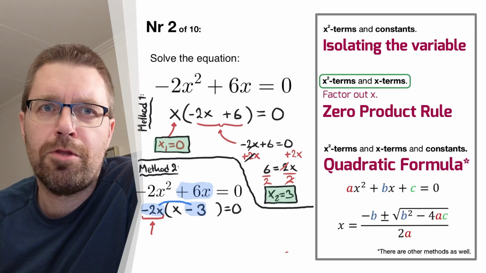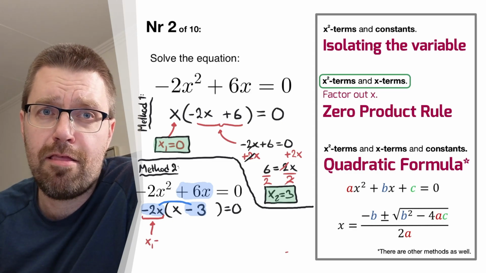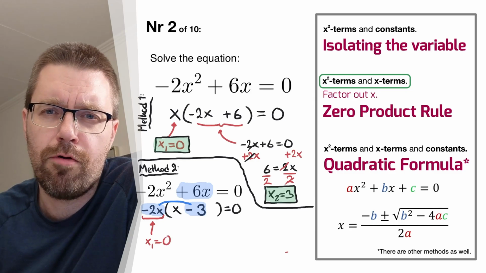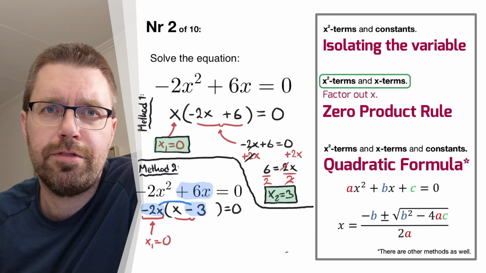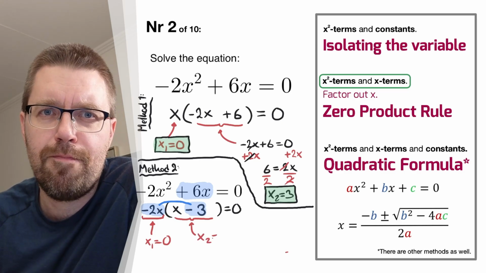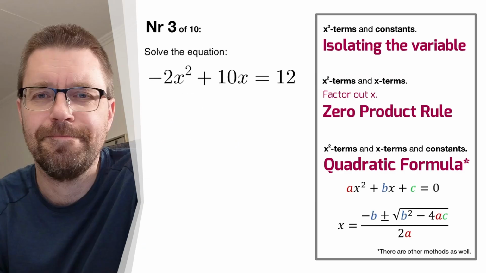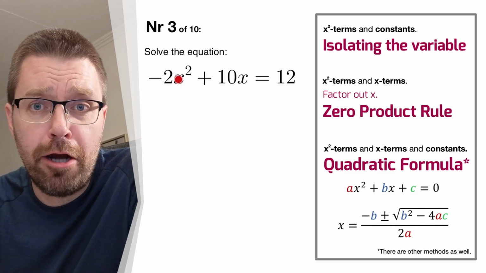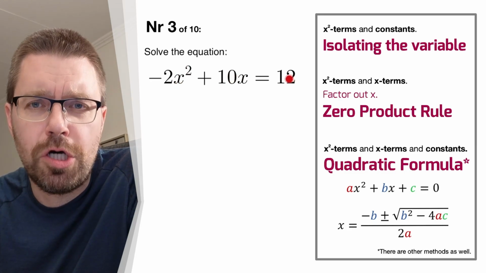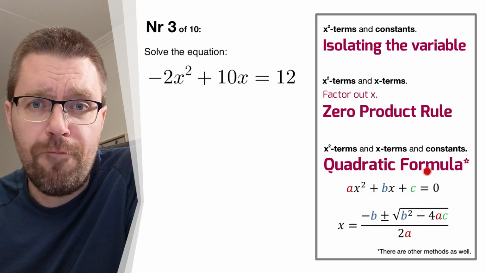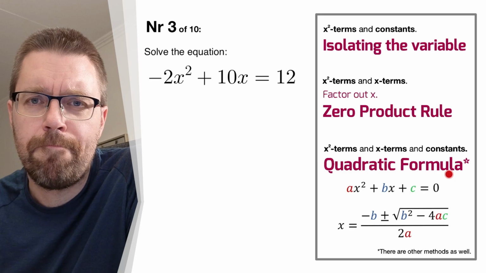And then the zero product rule tells me that either minus 2x must be equal to 0 and then x must be 0, or the parenthesis must be equal to 0 and then x must be 3. Next equation. Here I got an x squared term and an x term and a constant term, and then I know that I can use the quadratic formula to solve this one.